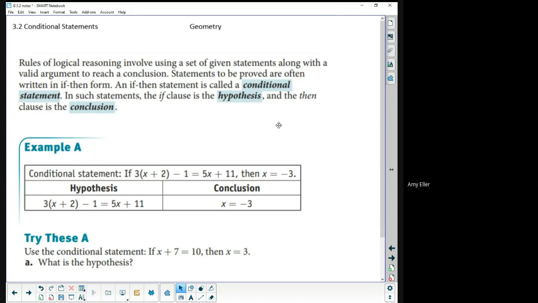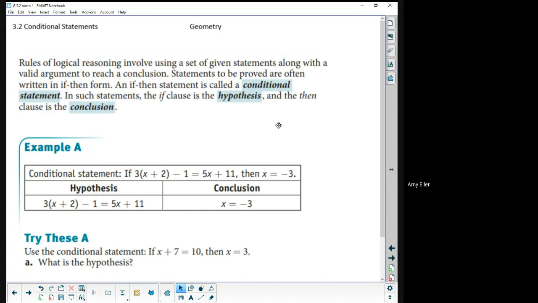Rules of logical reasoning involve using a set of given statements along with a valid argument to reach a conclusion. Statements to be proved are often written in if-then form. An if-then statement is called a conditional statement. In such statements, the if clause is the hypothesis, the then clause is the conclusion. Kind of like in science, you make a hypothesis first, and then you make a conclusion.